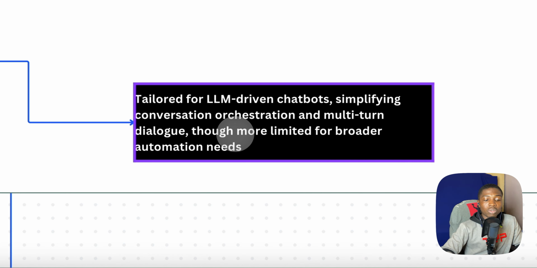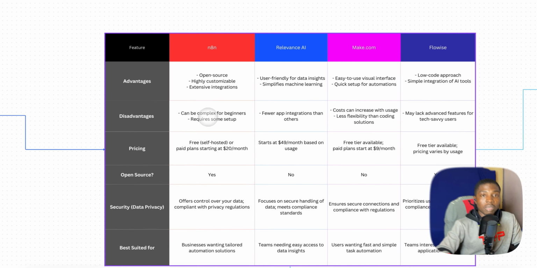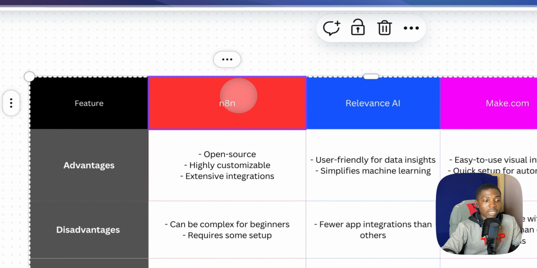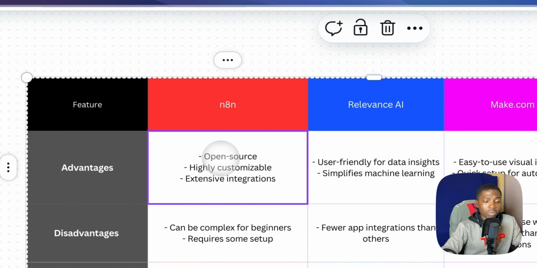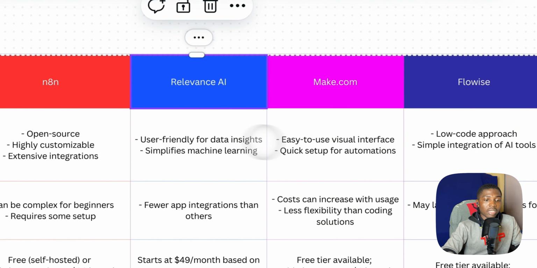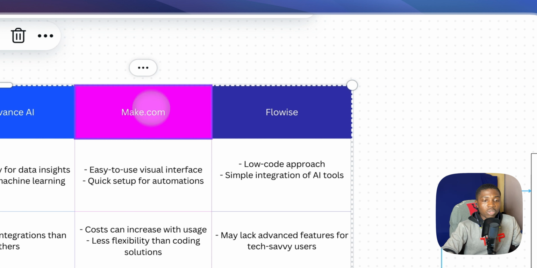Let's see a table comparison between all these platforms that can help you build your own AI agent for personal use or for your business. n8n is an open source platform. Relevance AI is really user friendly, and I've used Relevance AI and it is really user friendly. Make.com is also easy to use with drag and drop, and it's the same thing with Flowise.